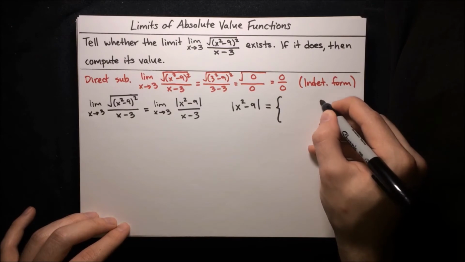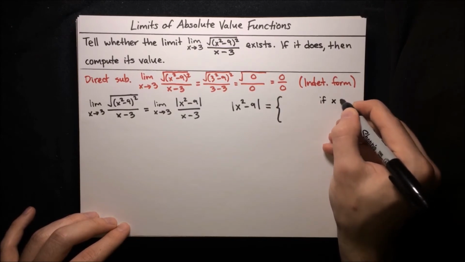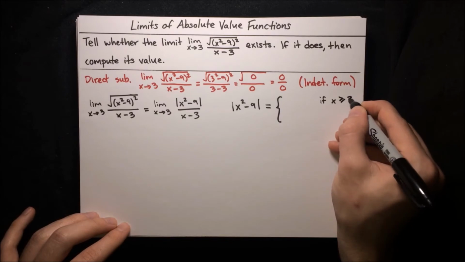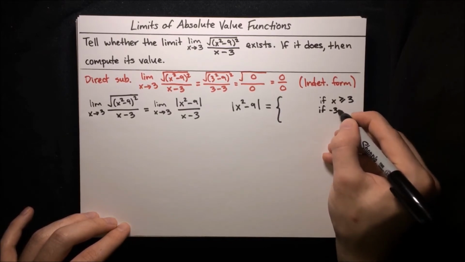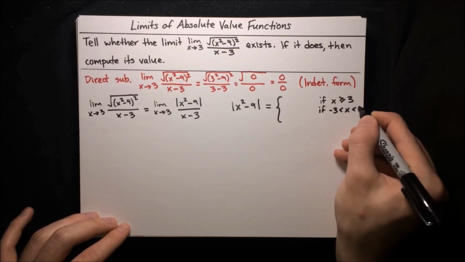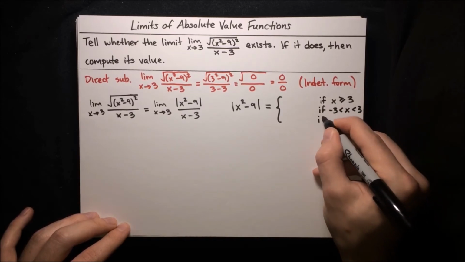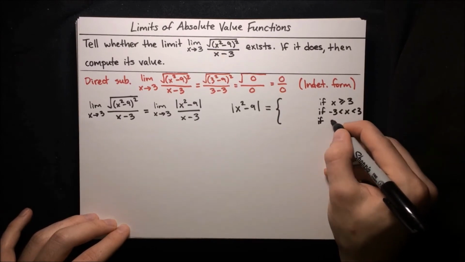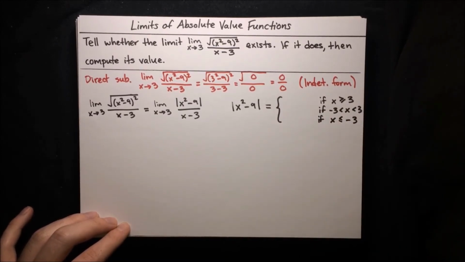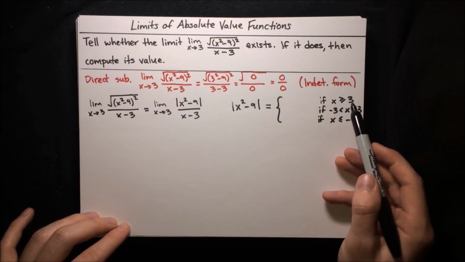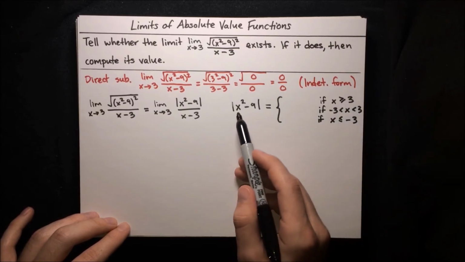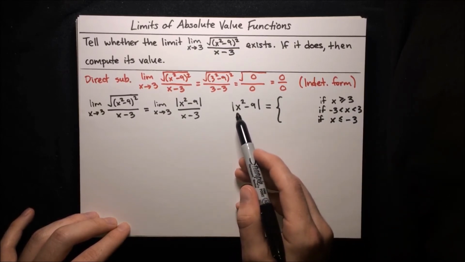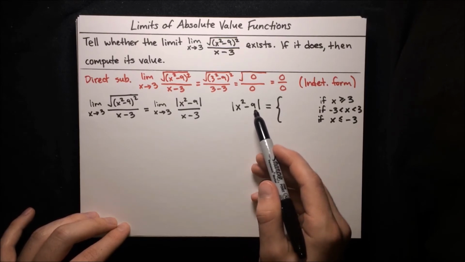We'll have the case if x is greater than or equal to 3. We'll also have the case if x is between negative 3 and positive 3. And we'll lastly have the case if x is less than or equal to negative 3. So first case, if x is greater than or equal to 3, maybe just think, what if x is 4, say? If we plug in x is 4 into here, we get 4 squared minus 9, which is 16 minus 9, which is 7. The absolute value of 7 is, well, just 7.